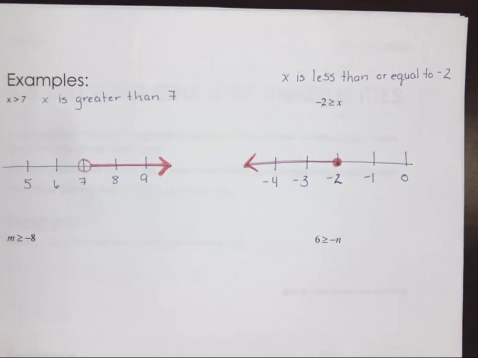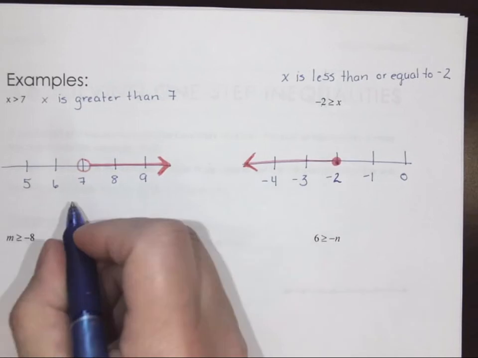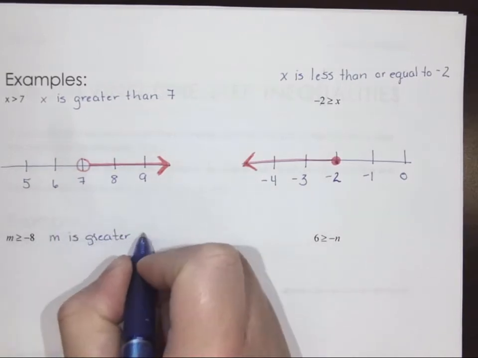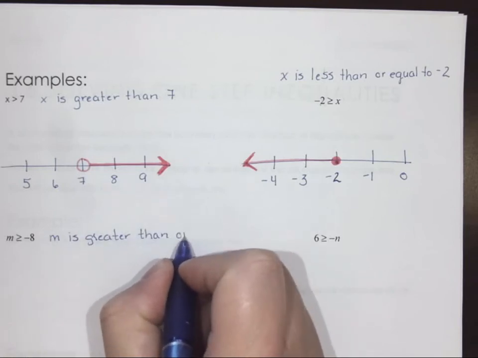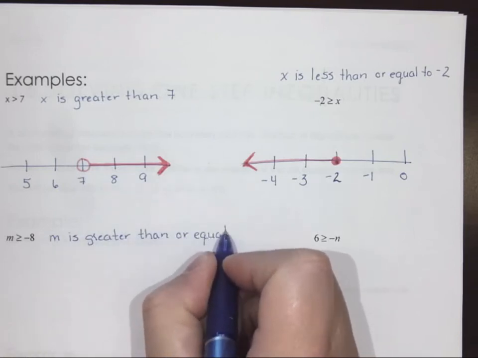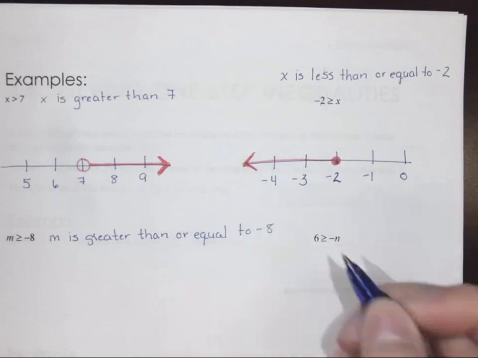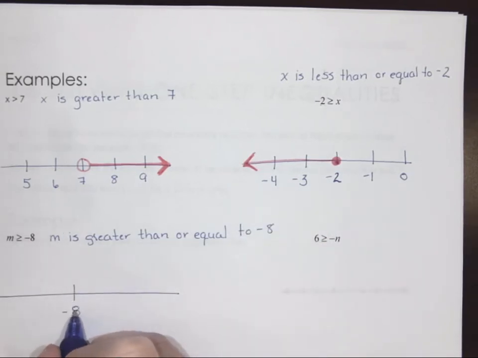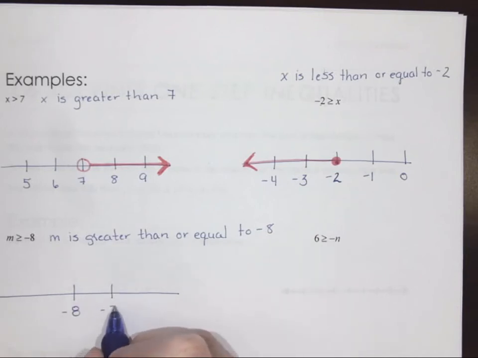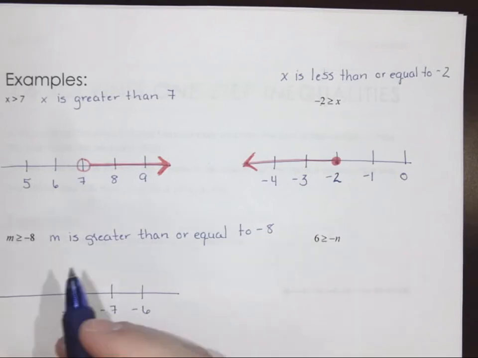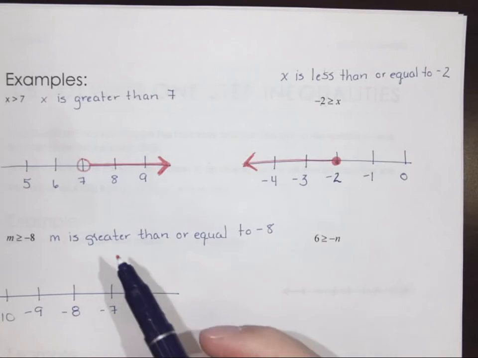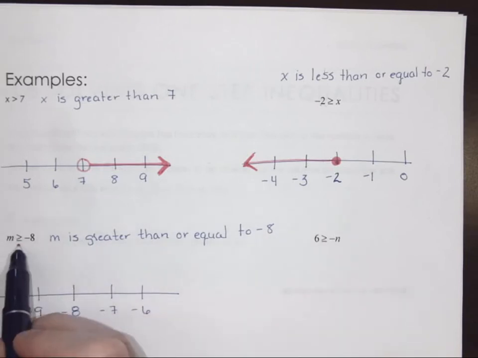All right, so for this one, M is greater than or equal to -8. Again, with the negative, it makes it a little bit more difficult. I have to think about it. A number greater than -8 is -7, -6. Lower than -8 is -9, -10. All right, so M is greater than, but it has an equal to sign.